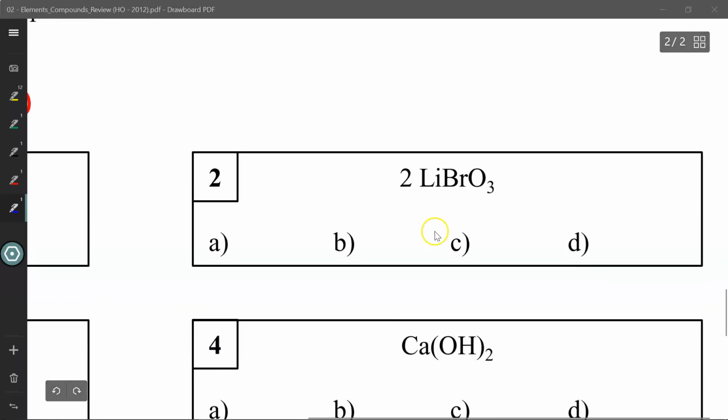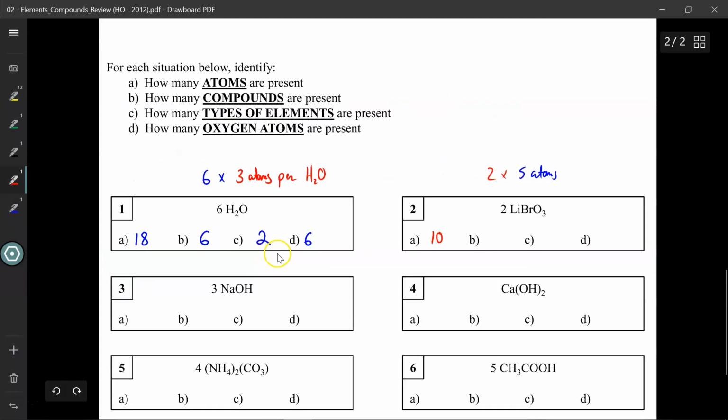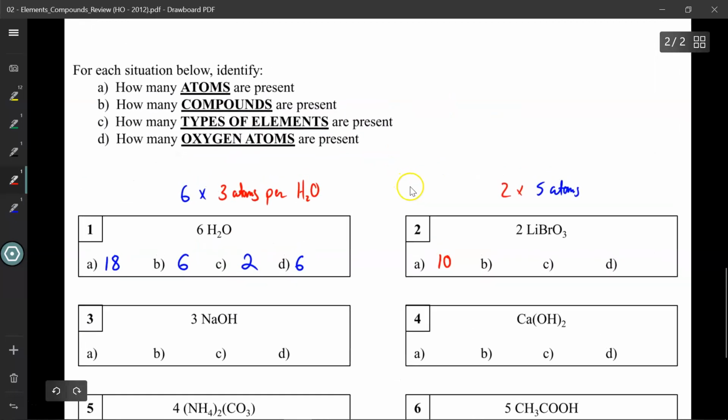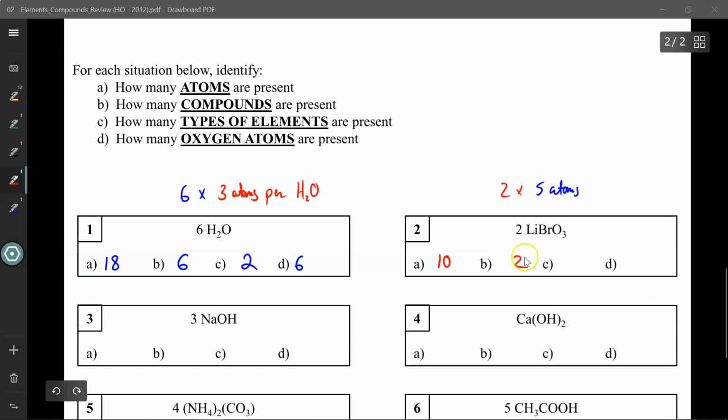try it out anyway. So each of these compounds has a lithium, a bromine, and 3 oxygens. That's 5 atoms. But since there are 2 of these lithium bromates, I have to multiply by 2. 2 times 5 equals 10 atoms. What's it asking next? Compounds. Okay. So how many compounds are there? Because there's 2 of these lithium bromates, the answer is 2.